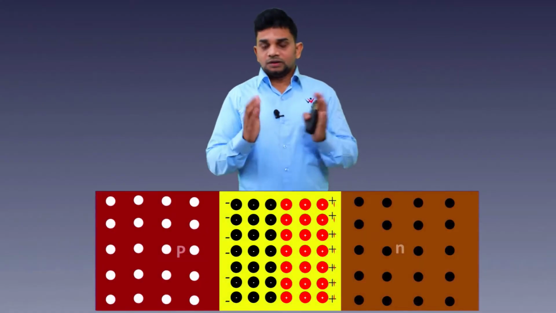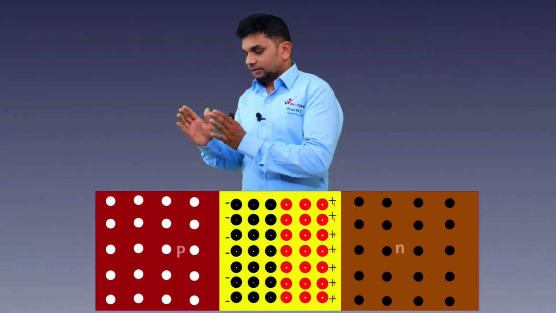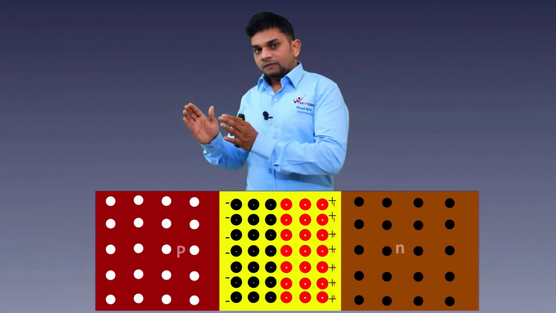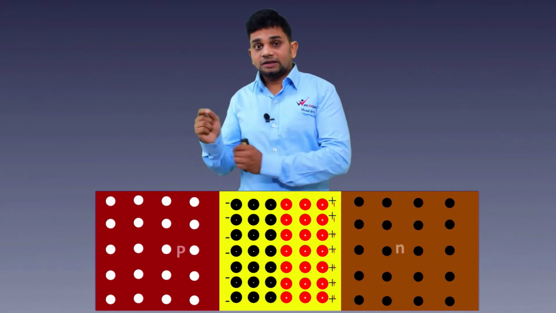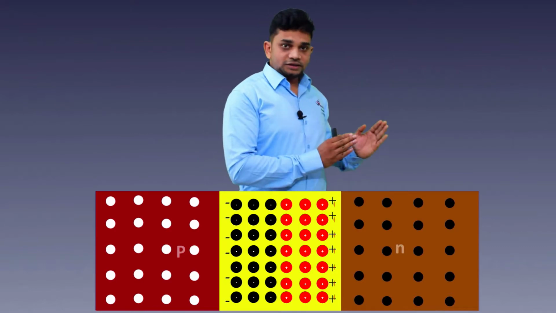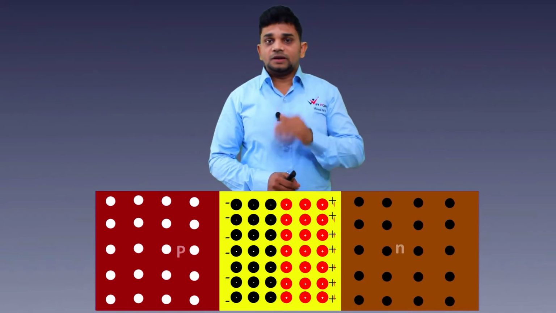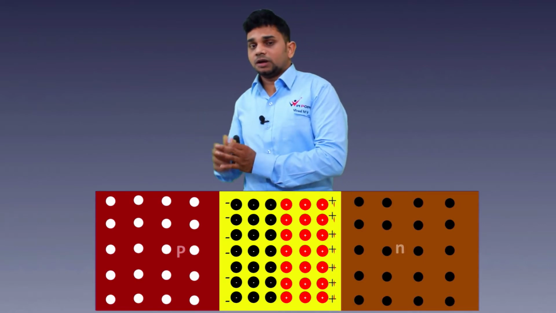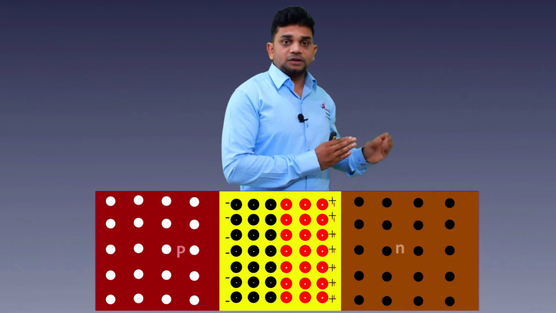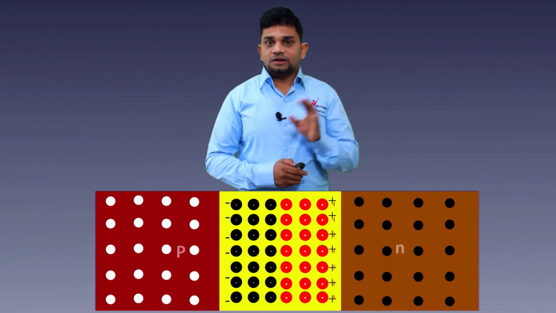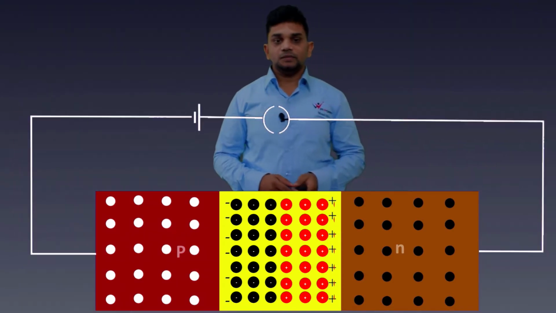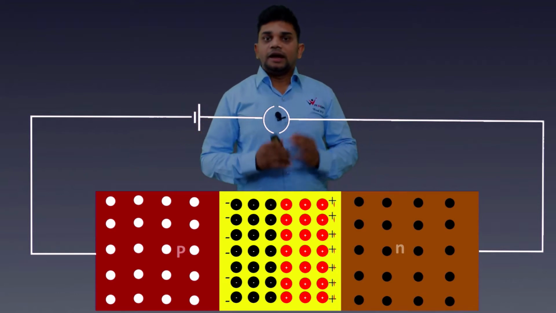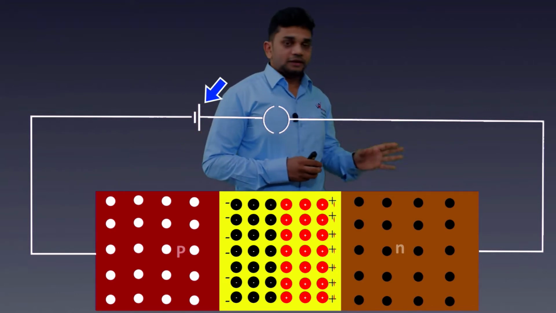Reverse biasing. This is our PN junction diode. Here it is P region, it is N region, and you can see a depletion layer here. When we are connecting this P region to the negative terminal of the cell and N region to the positive terminal of the cell, then we can say that this diode is in reverse biasing. P region should connect with negative terminal of the cell and N region should connect with positive terminal of the cell. Then it is called reverse biasing. Here you can see that the negative terminal of the cell is connected to P region and positive terminal of the cell is connected to N region.